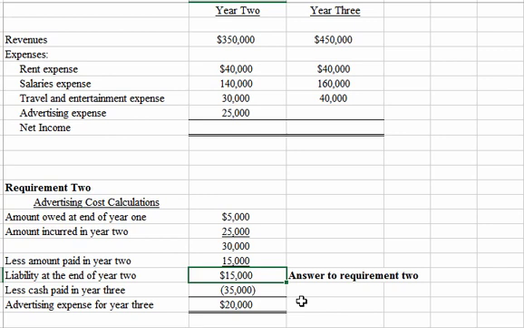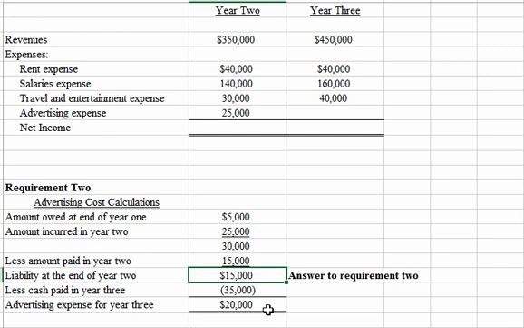But just to give you another example, if the liability at the end of year 3 were $5,000, then the $35,000 would have wiped out the $15,000 owed at the end of year 2. That gets us down to $20,000. And if we still owed them $5,000 at the end of year 3 for cost incurred in year 3, then we'd have to add that $5,000 to the $20,000 to get the expense incurred in year 3. Hope that makes sense, you guys.